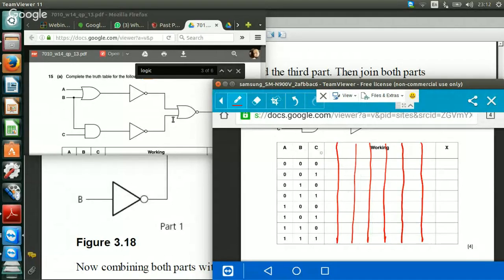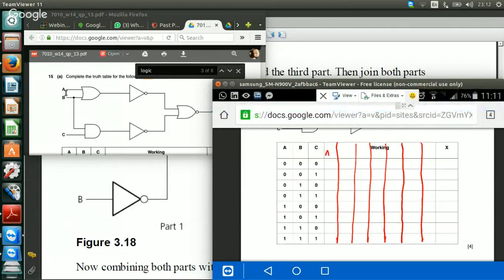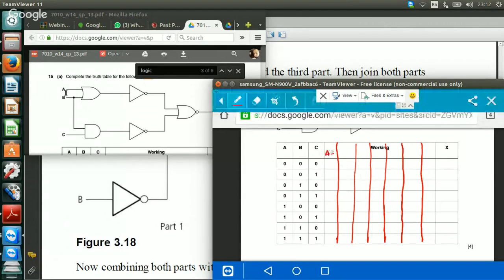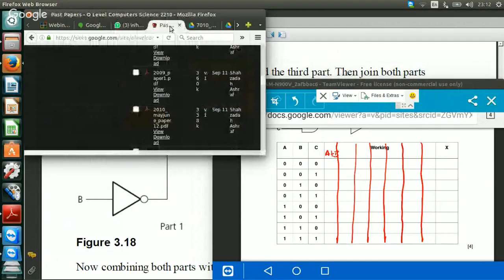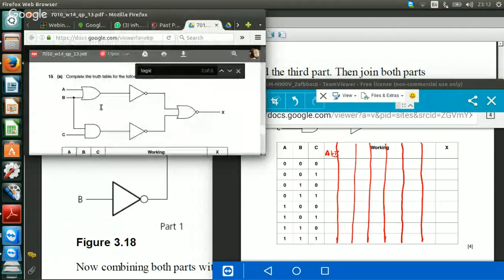So A, B, C. What we have here: A and B are the inputs of an OR gate. I can write down something like this: A plus B. For this OR gate, A and B are the inputs.